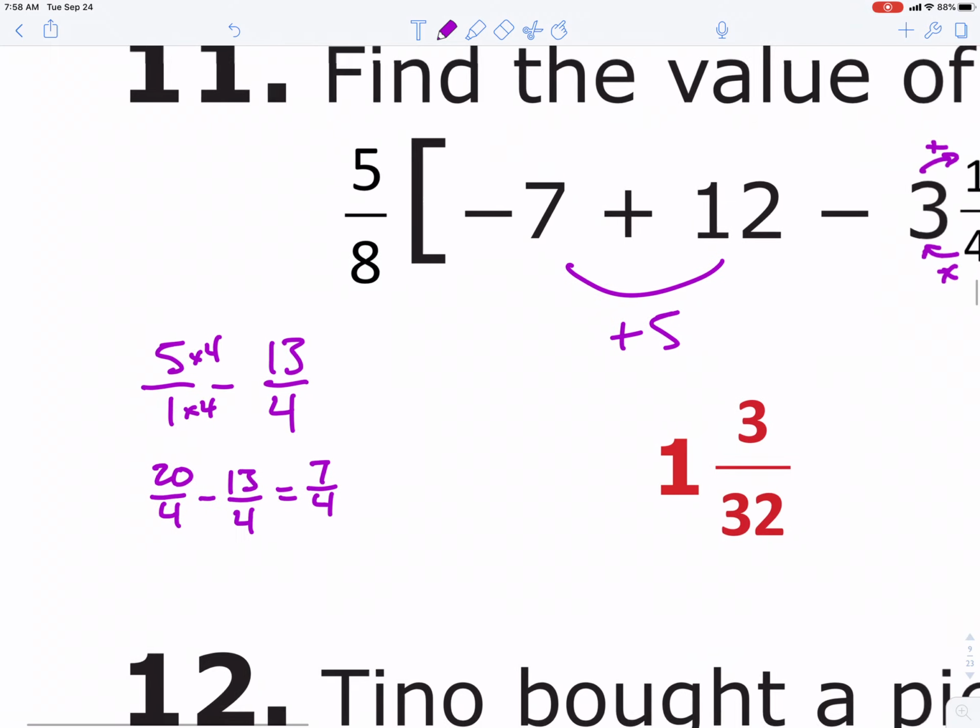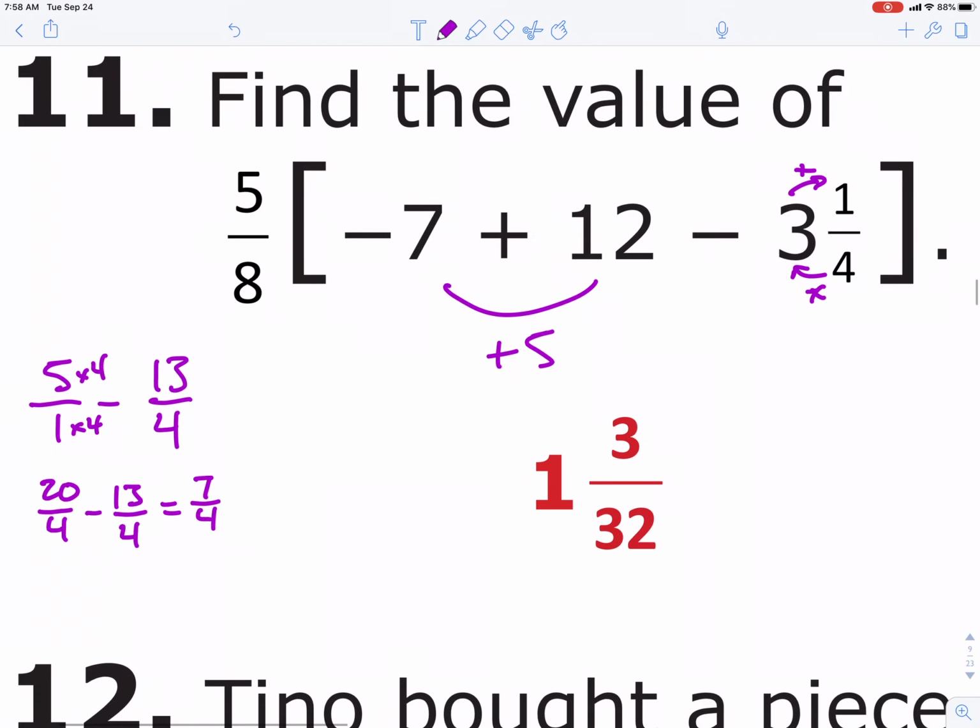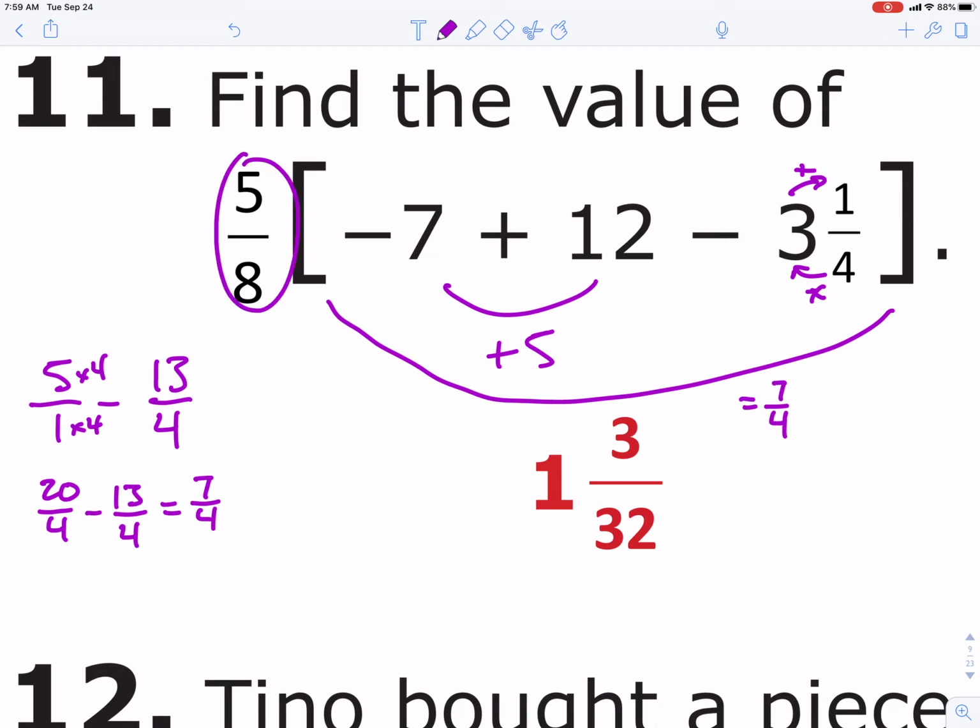So now everything inside the brackets is equal to 7/4. So now I just got to multiply by 5/8. So 5/8 times, you can write it like this. You don't have to use parentheses. Parentheses, you'll come to learn, mean multiplication whenever there's something outside of it, usually. So we just got to multiply by 7/4.